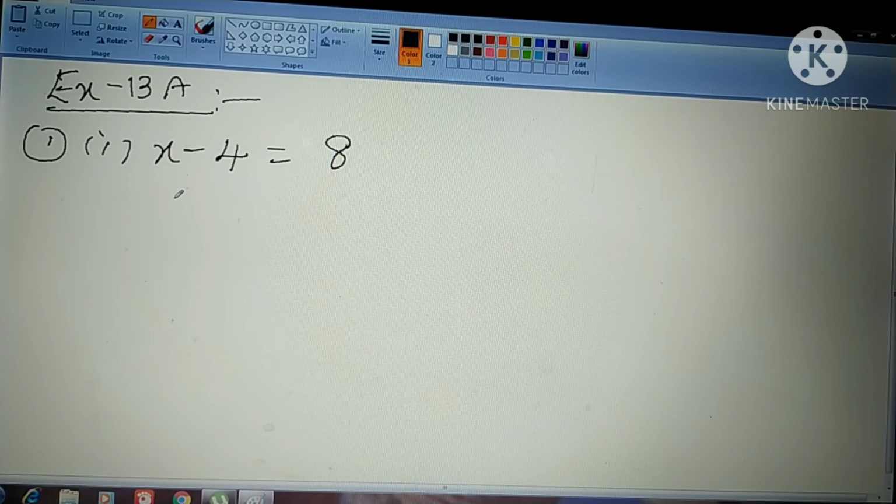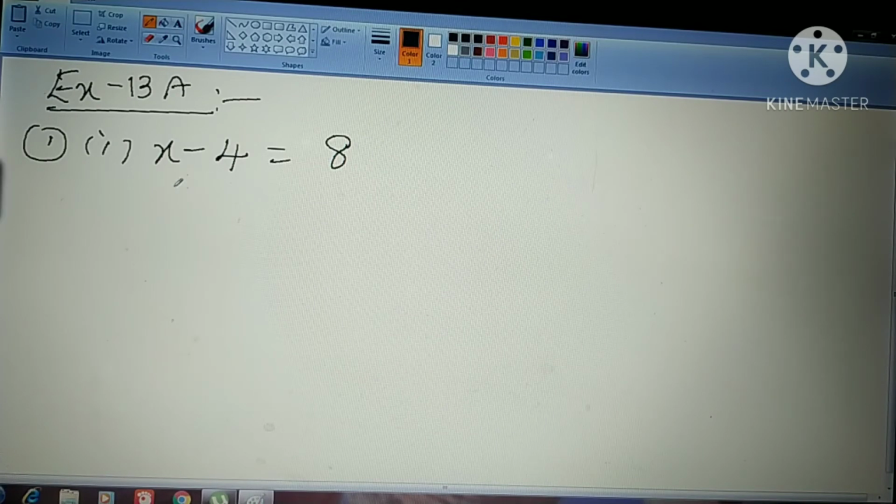So this is our next exercise, 13a. First problem: x minus 4 equals 8. This is the given equation. What we have to do is find the value of x and verify it by substituting the value again in the given equation.